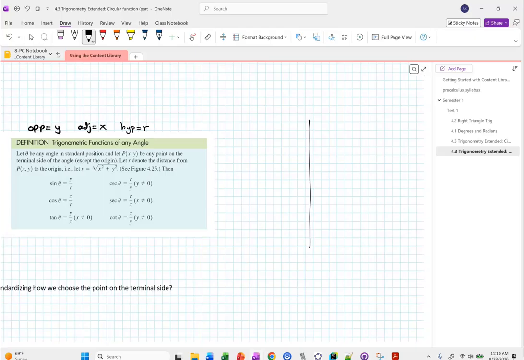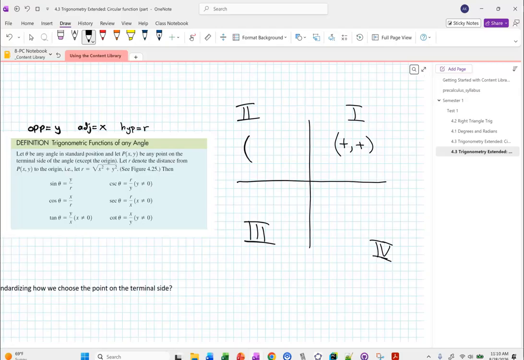So if I go back and I think about this, I have my 4 quadrants. Okay. In the first quadrant, x is positive and y is positive. Everybody agree? In the second quadrant, x is negative, but y is positive. In the third quadrant, both x and y are negative. And in the fourth quadrant, x is positive, but y is negative.